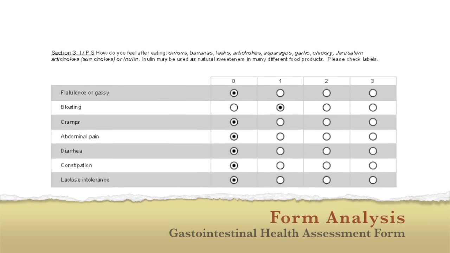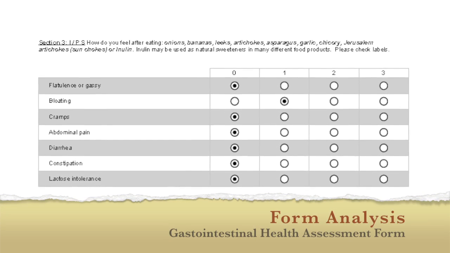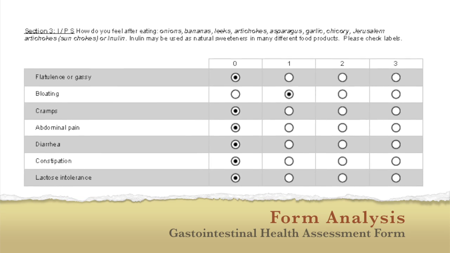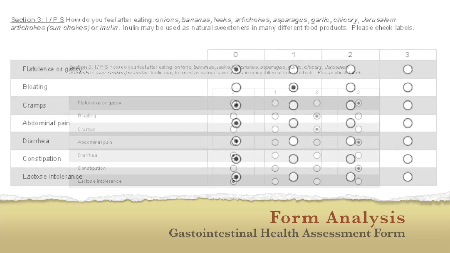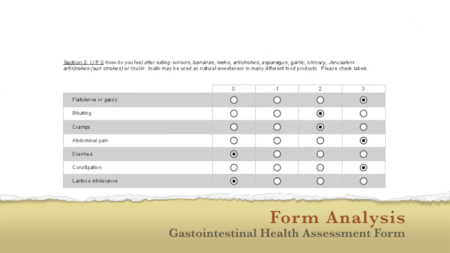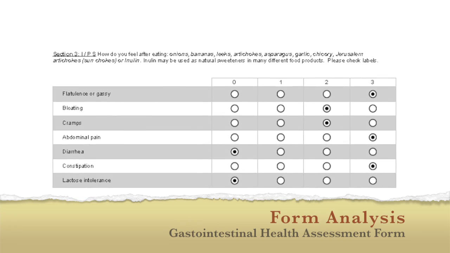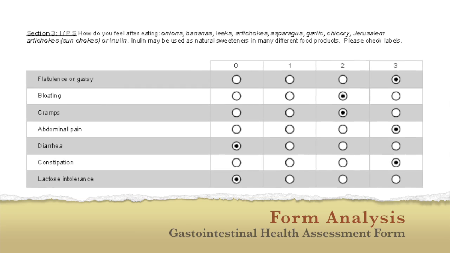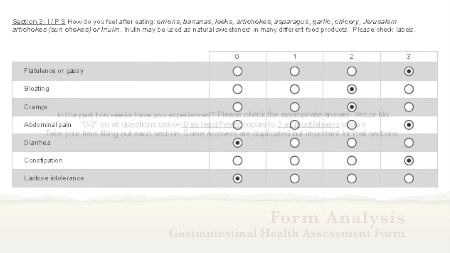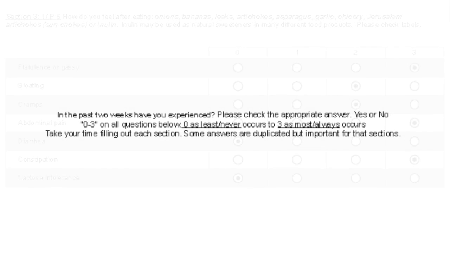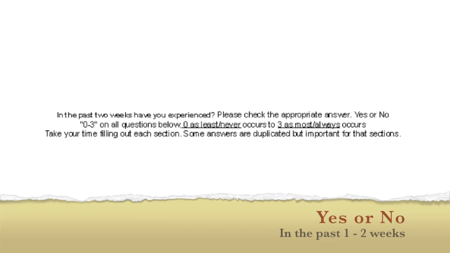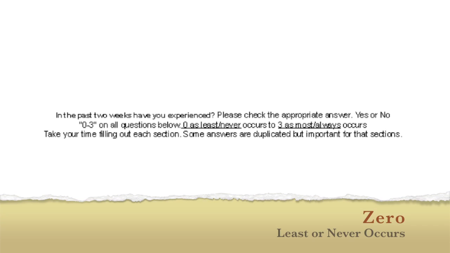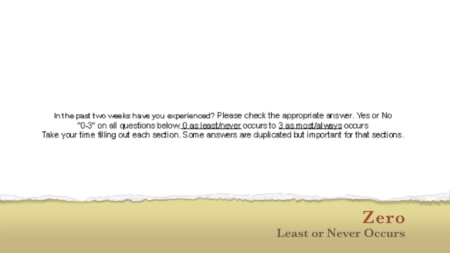This is a current gastrointestinal assessment form, not a life history form. You should have a different form or patient notes for the patient's health history. Inform the patient to consider only their symptoms in the past 1 to 2 weeks. This form is scored with answers of yes or no and 0 to 3. 0 is least or never occurs, while 3 is most of the time or always occurs.